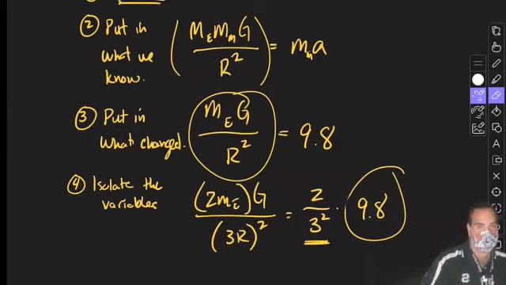Okay, here's a practice one. You stand on a moon whose mass is half of the Earth, but the radius is twice that of the Earth. What's the acceleration of gravity on that moon?